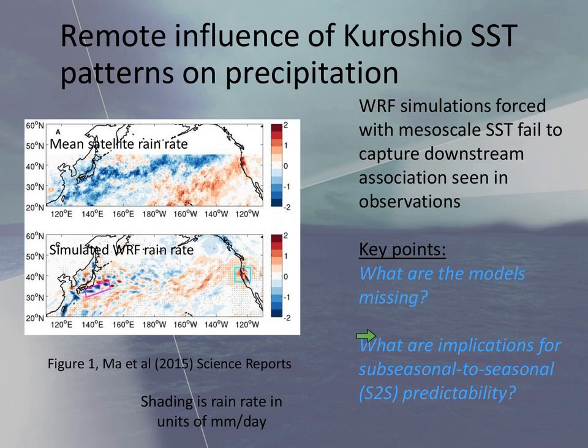But the other key point I want to make, which will be a kind of key principle in our working group, is what are the implications for subseasonal to seasonal predictability? It's often called S2S. And so essentially we want to know what the mesoscale SST field means for forecasting seasonal-type precipitation patterns and atmospheric circulation.